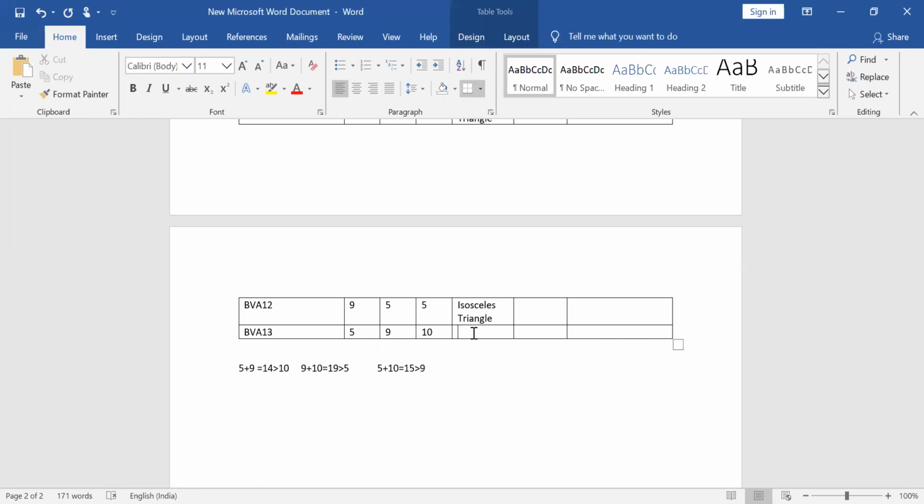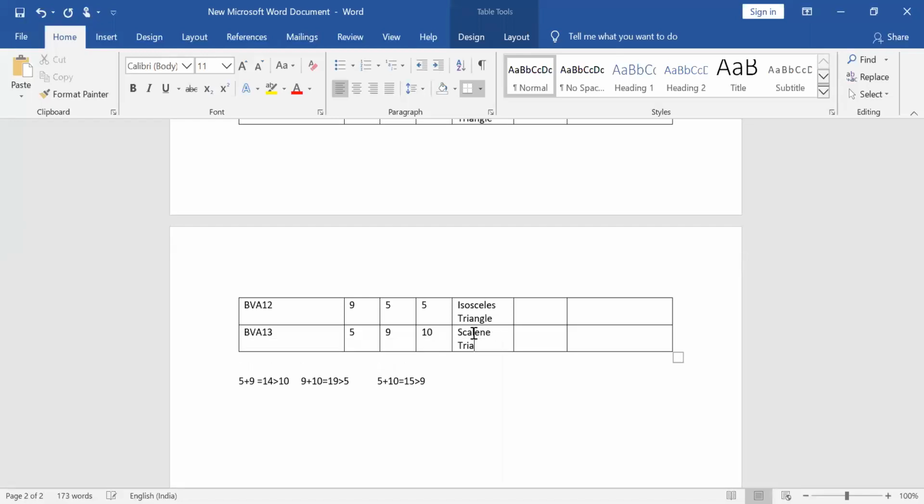So this becomes a scalene triangle. This is how the design should look, because we have restricted ourselves to the simple or normal boundary value analysis technique.